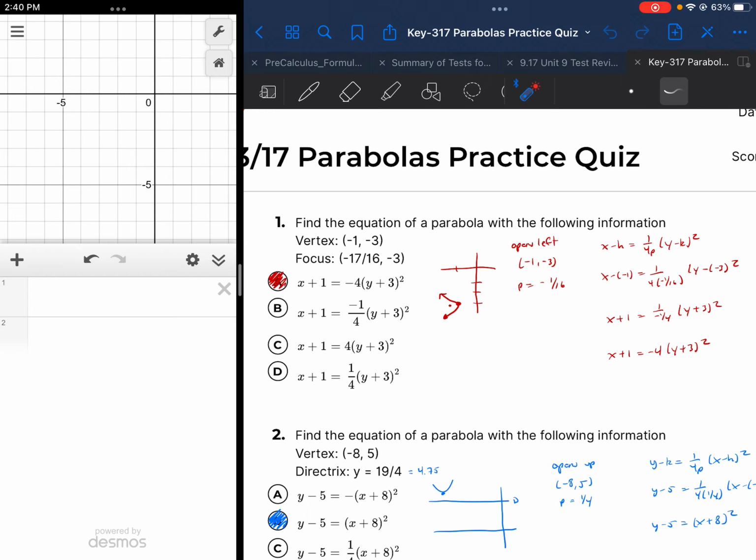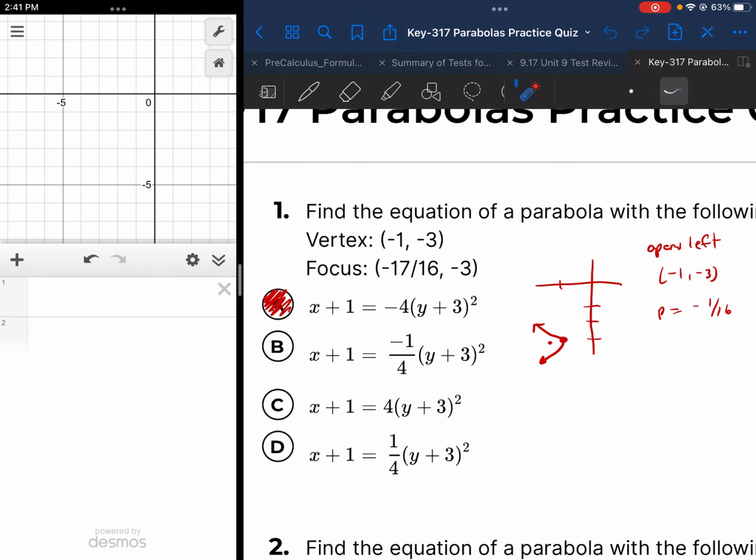So the strategy here: we know that when we are trying to find the equation of a parabola, we need three things. We need the direction of opening, we need the vertex, and we need the p-value, p being the distance between the vertex and the focus, or between the vertex and the directrix. So you can look at p either way. We start here with a quick sketch.